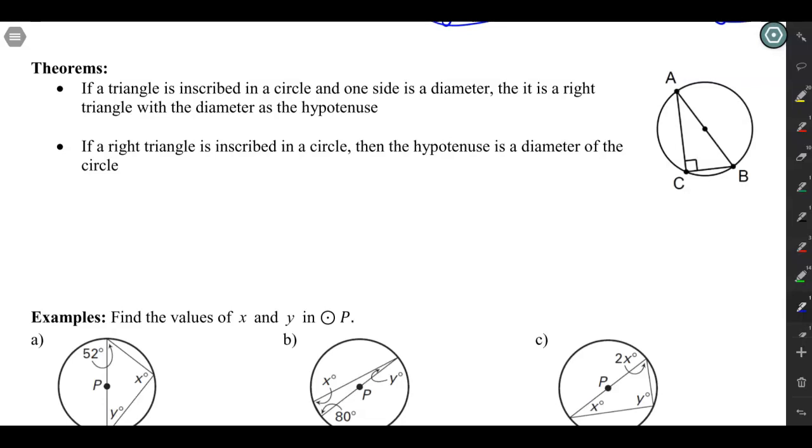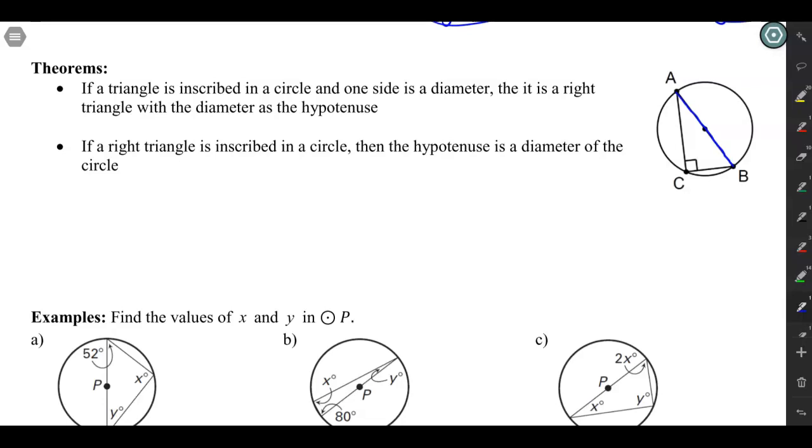So if you look at that picture over here on the right, you'll see AB. That is your diameter. So what your theorem says is that if you've got some triangle that's inscribed in a circle and one side is the diameter, we know that that triangle is a right triangle. And we also know that the diameter is the hypotenuse.